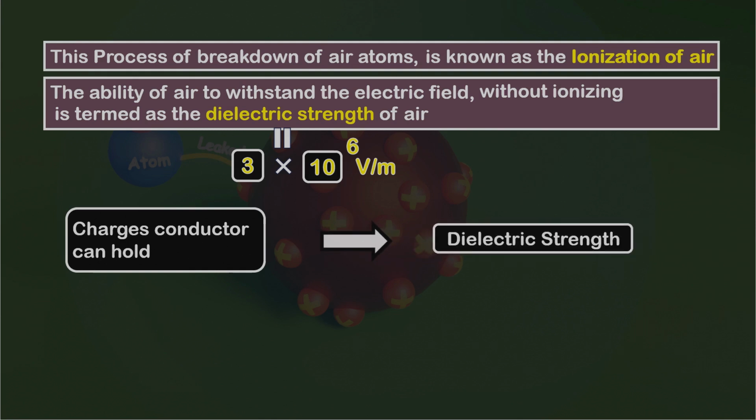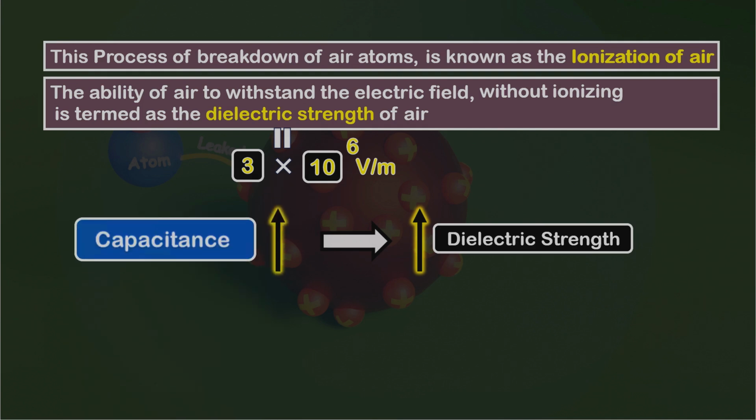If the dielectric strength is higher, the conductor's ability to hold charges will also be higher, meaning its capacitance will be greater. Simply, high dielectric strength means ionization of insulation will be difficult. Therefore, more charges can be stored in a conductor. In the upcoming videos, we will dive into a detailed explanation of dielectric.